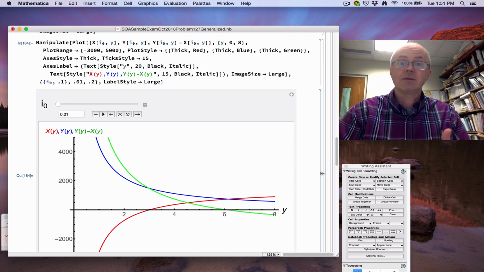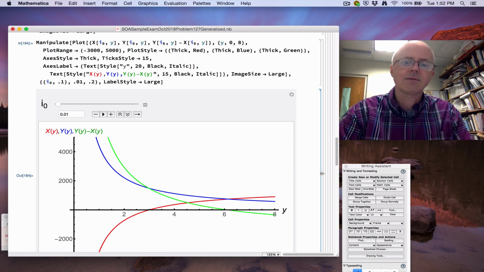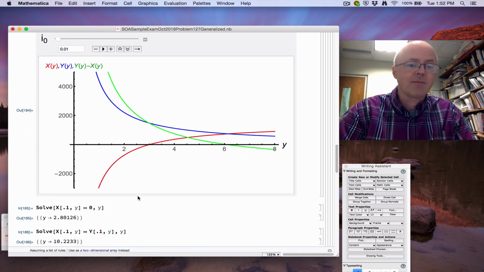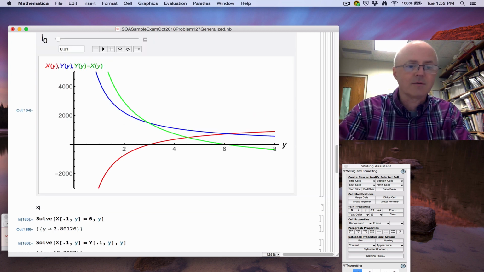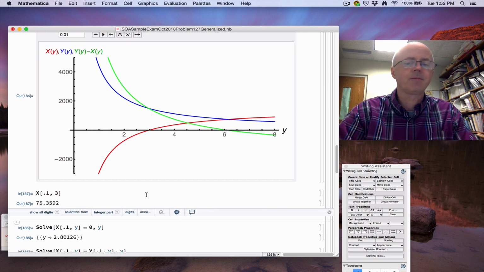And it also solves infinitely many problems at once. We could use these graphs to estimate values. And we could also, because we have Mathematica here, plug numbers in. Okay. For example, the answer from the last video for x when I0 was 0.1 and y was 3 was about 75, I think. Yeah, 75.36. That was one of the answers from the last video.